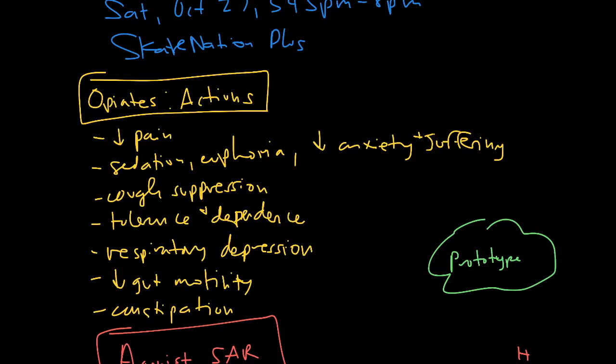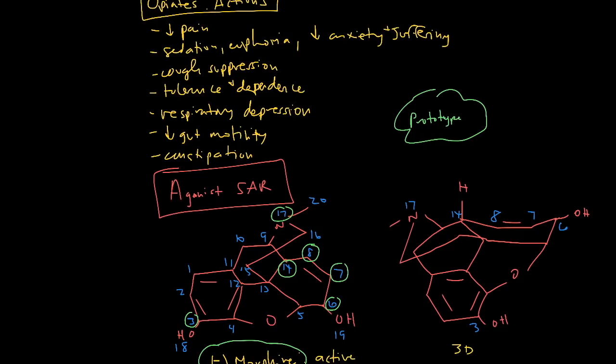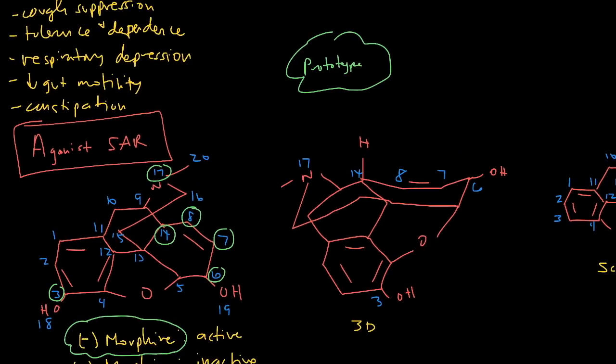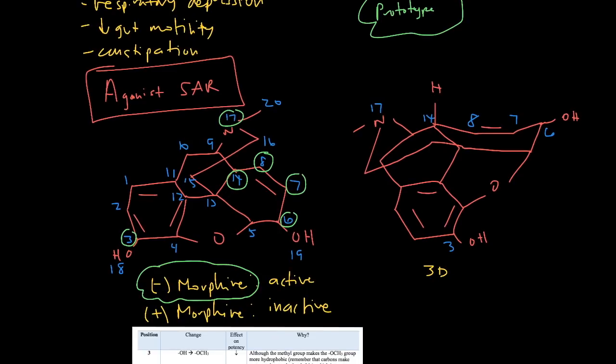All the prototypes in this video, I will circle with the green cloud. So look for the green cloud, that's your prototype. So your agonist SARs, like your morphines or codeines, follow the following descriptions. Here is the prototypical structure of morphine. It's in the green cloud. Minus morphine is active, plus morphine is inactive. Note all your following positions in green. They'll be important for your SAR later.